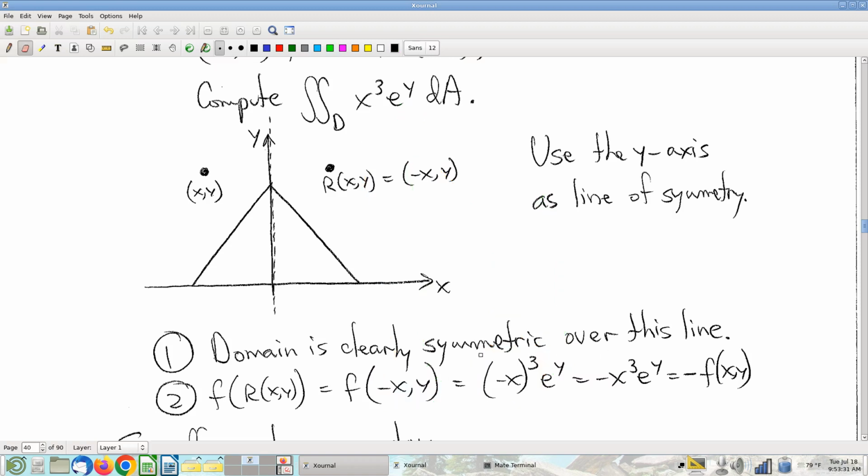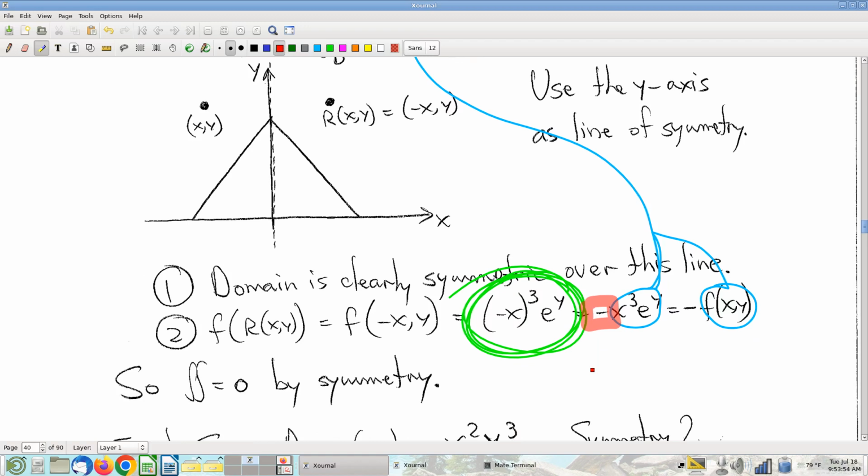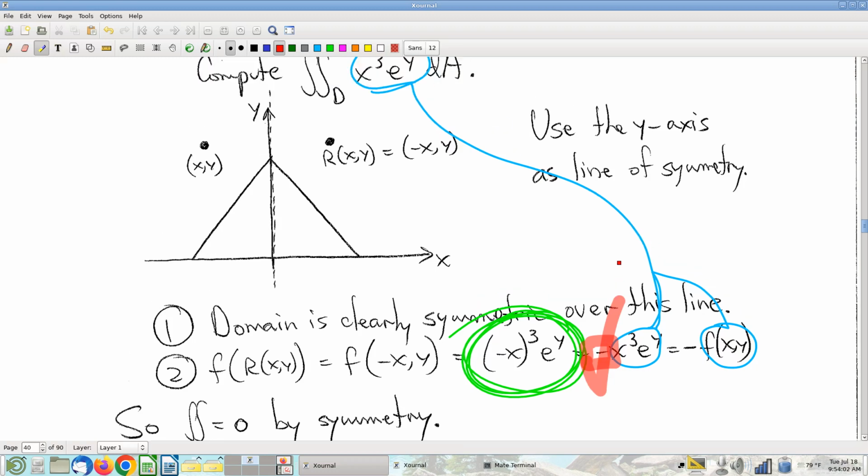And so now, again, you've got a little bit of algebra to do. You've got to figure out what this is, and is this the negative of what the original function was? And, well, yeah, it is, because the original function here is x cubed e to the y, and we're looking at negative x cubed e to the y, and so there's that minus sign that gives us the oddness. I should have written the word odd somewhere here, but anyway, the function's odd. So, we're done. This integral is zero by symmetry. Everybody happy?